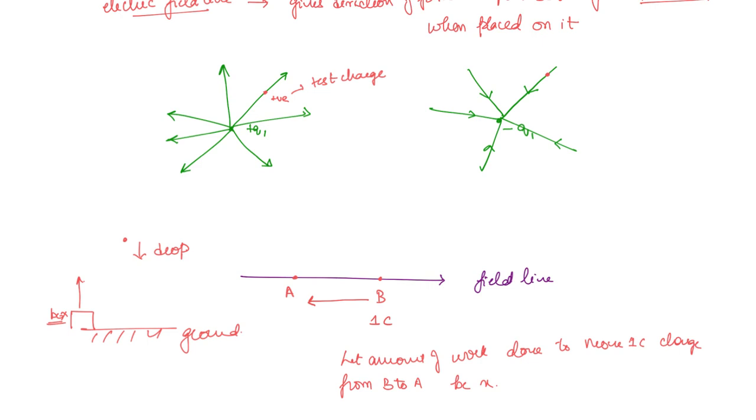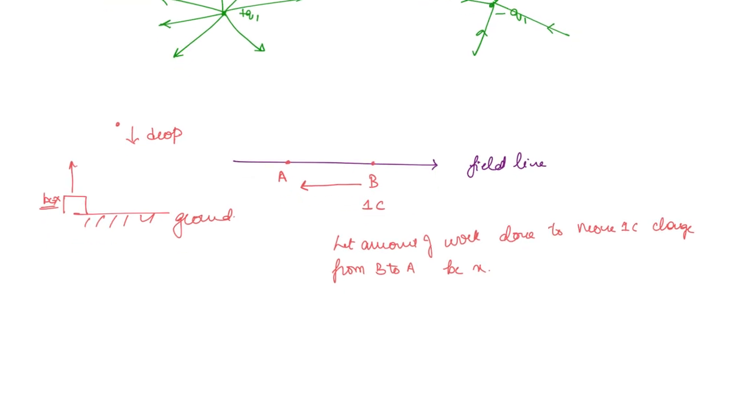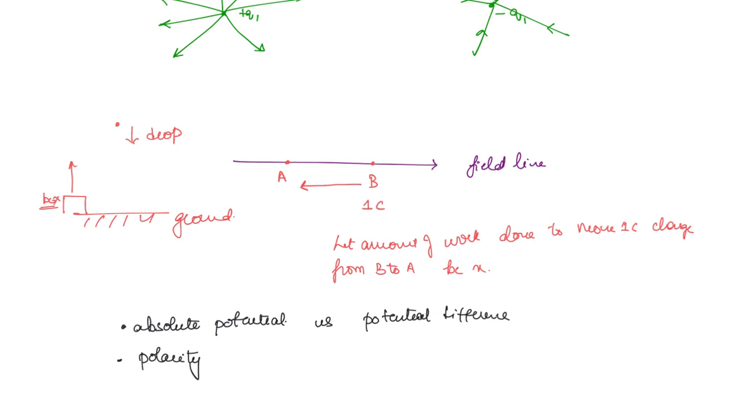Now there are two more points that you need to understand before you can say that you are perfect with the concept of voltage. One is the absolute potential. There is a difference between potential and potential difference. And the other is the polarity. How do we give the polarity? What does the polarity mean? First we will start with the polarity.